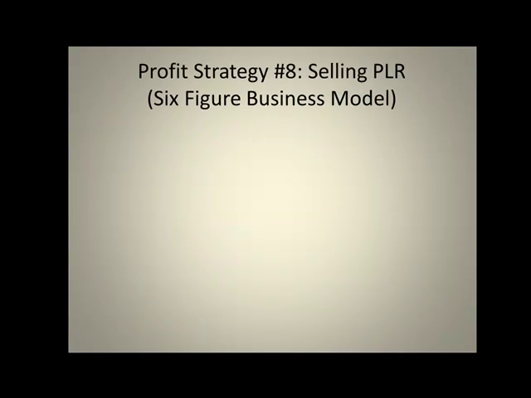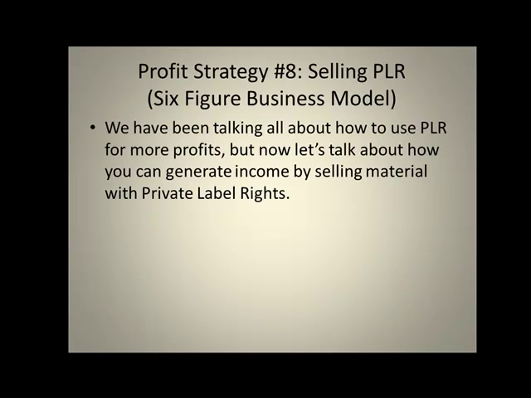Here's profit strategy number 8. This is talking about selling private label rights, not taking PLR and using it for profits, which is what we've been talking about, and actually what we're going to cover in the next 7 steps. But this is actually like a 6-figure business model. You can run a legitimate 6-figure business online, not only using PLR for content and traffic and building your list, but also taking PLR and actually creating your own PLR products and selling those. That's a great way to make money.